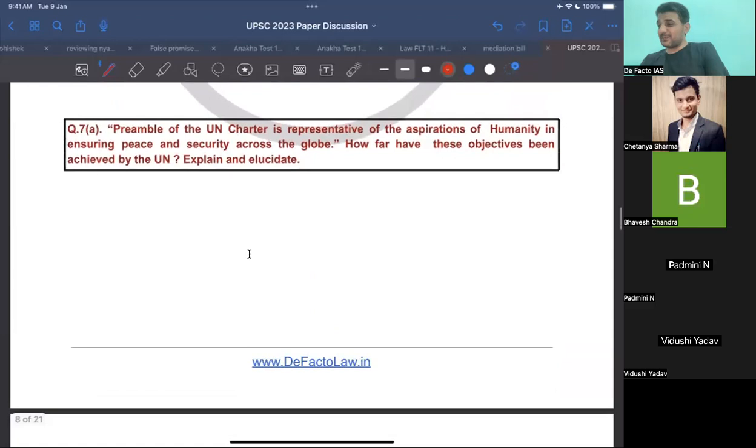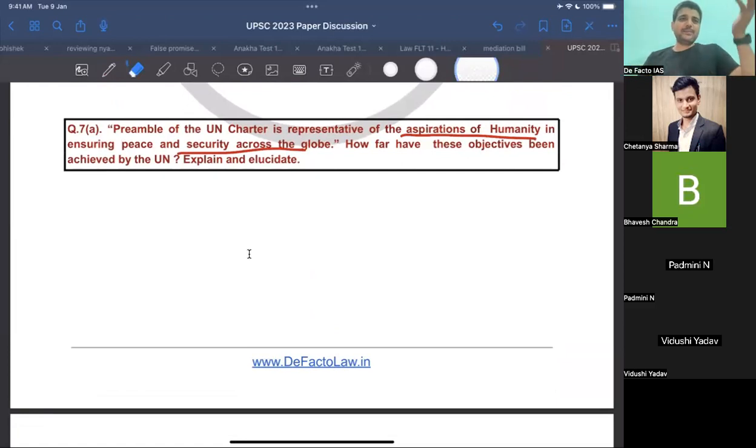Preamble of the UN Charter is representative of aspirations of humanity in ensuring peace. See, one thing I will advise everyone who is listening: some of the parties, Himanshu, are very connected, some of the parties exactly the same. But there, in the contiguous zone question, they have asked what the Indian scenario is. Here they have asked two different things. Okay, Himanshu is asking how this question is different from the contiguous zone question. So in the contiguous zone question they have basically asked what the Indian provision is. Here they have only talked about the clause.